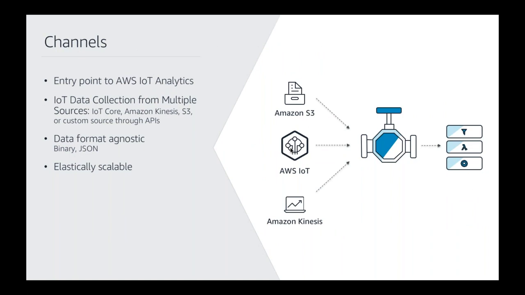So, just a very quick run through of these components. Channels, as I said, are the entry points into IoT Analytics, and you can collect data from multiple sources using APIs that we provide. Data can be in different formats, binary or JSON, and it is elastically scalable. Because it's a managed service, you won't have to worry about the underlying infrastructure provisioning. We manage that on your behalf, whether you use 10 devices or 10,000 devices or hundreds of thousands of devices. We scale all this underlying infrastructure underneath this managed service.